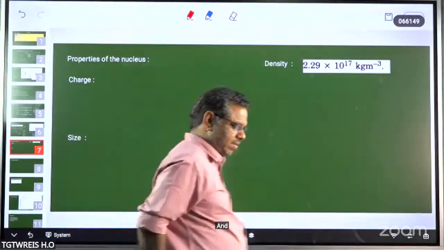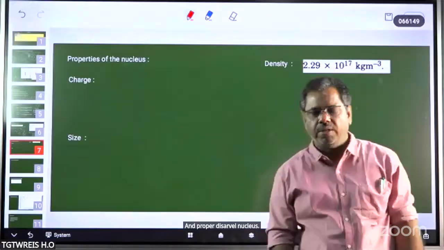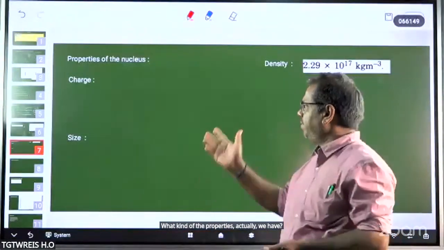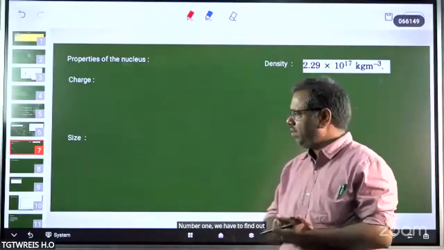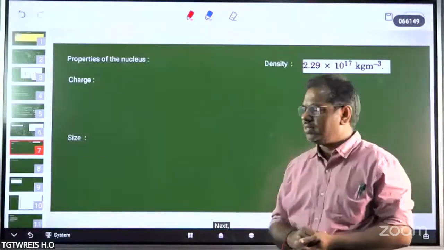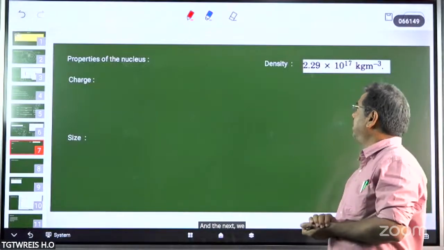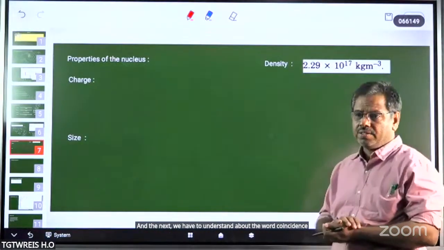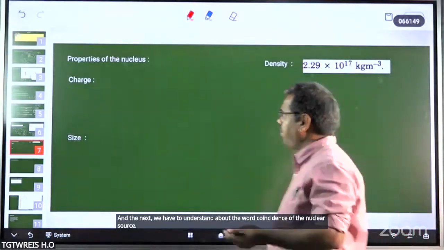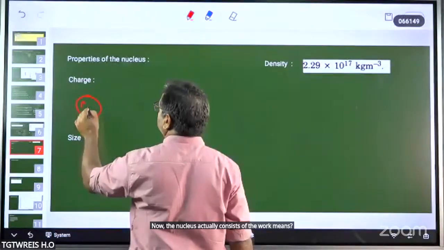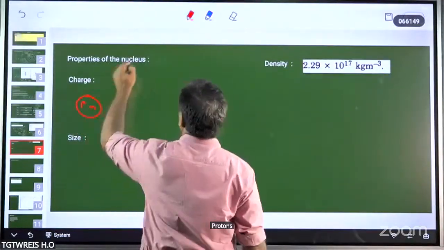And properties of the nucleus. What kind of properties do we have? Number one, we have to find out the charge of the nucleus. Next, we have to know the size of the nucleus. And next, we have to understand the density of the nucleus also. Now, the nucleus consists of protons and neutrons.